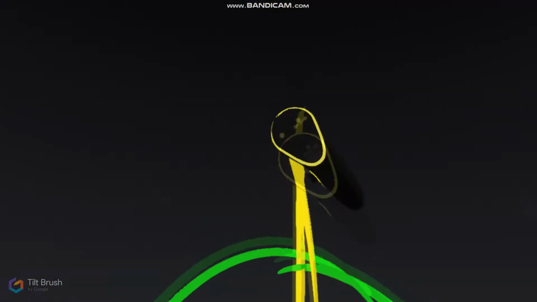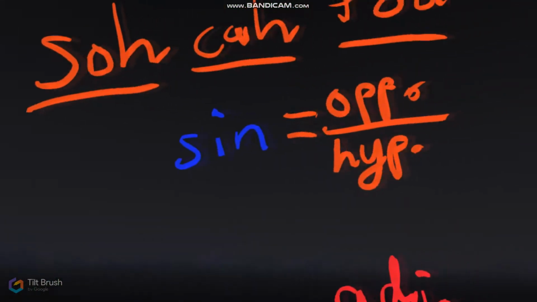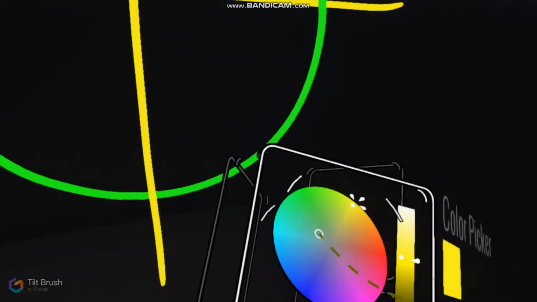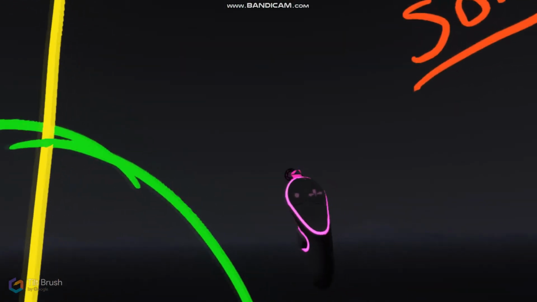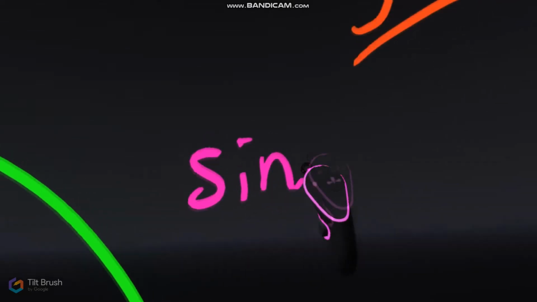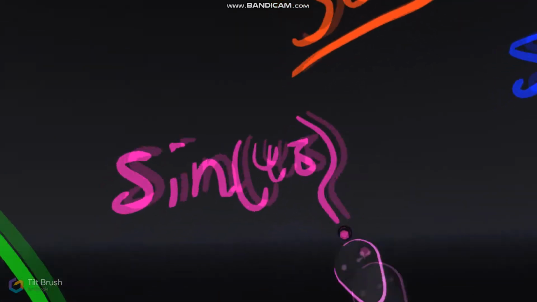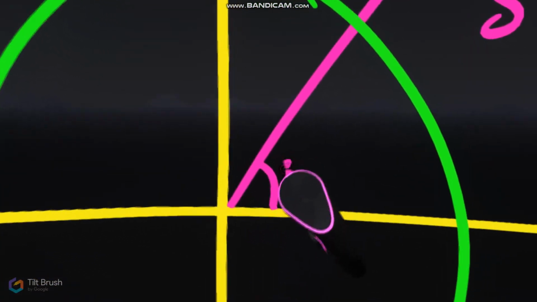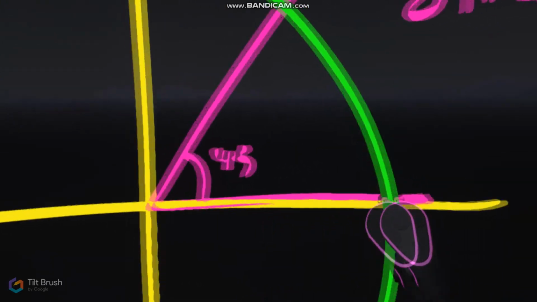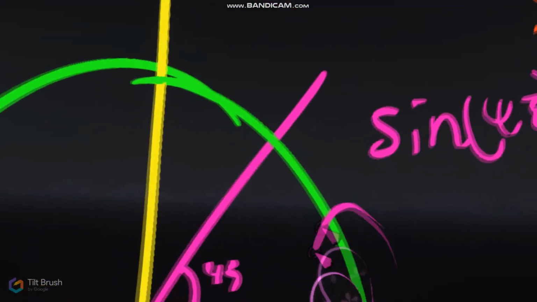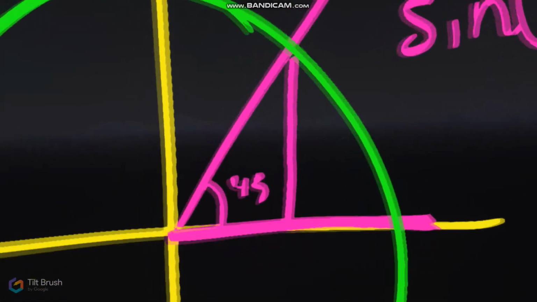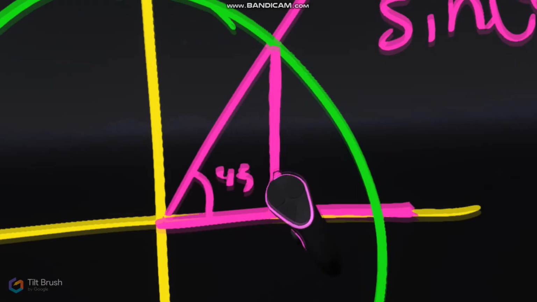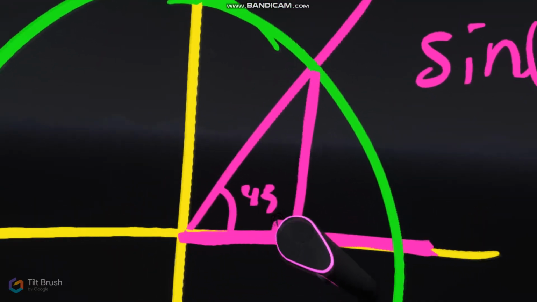So you start with a circle. You have the x-axis and the y-axis. If you take the sine of 45 degrees, the first thing you do is draw the 45-degree angle. Now what you do is draw a perpendicular line to the x-axis. So that is a 90-degree angle.